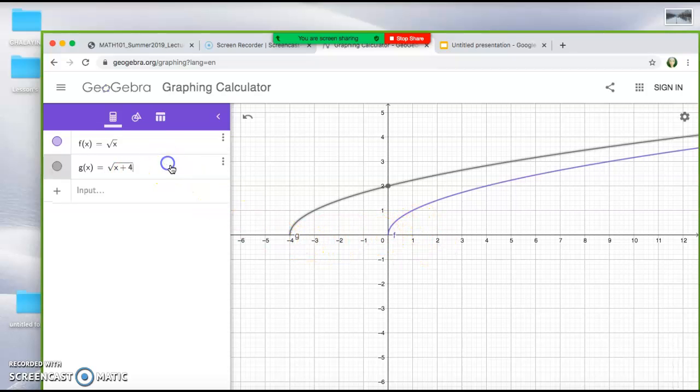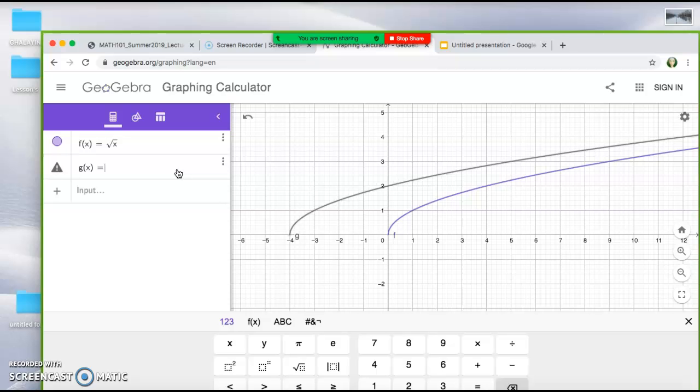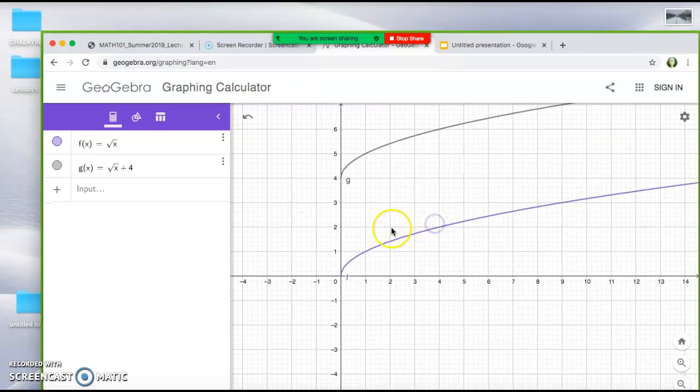Now let's see what happens when we take the 4 outside of the square root. So we have square root of x plus 4. Let's see what happens. See? Now the graph moved up 4 spaces. Since the plus 4 is on the outside, the constant is on the outside of the radical, we're moving up or down. And we move up in this case because it's plus. So we move up 4 spaces.